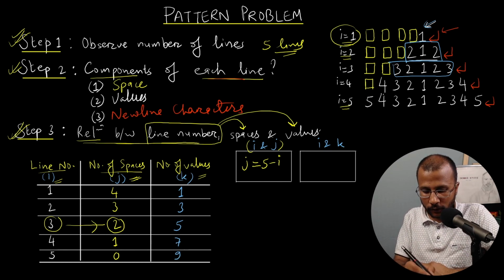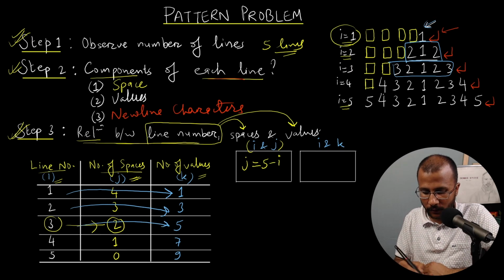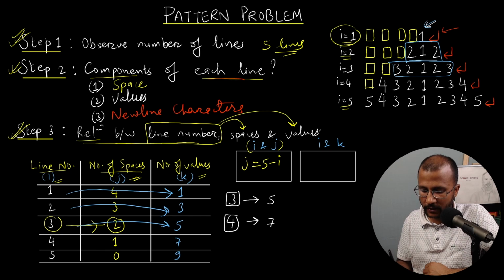Now how can you do the mapping between line number and number of values? Okay, so how do I do the mapping? If you just take one scenario, in line number 3, total number of values are 5. In line number 4, total number of values are 7. So if you just look at this, this is the input. You just have this line number with you. So from this, you need to generate this output, 5 and 7.